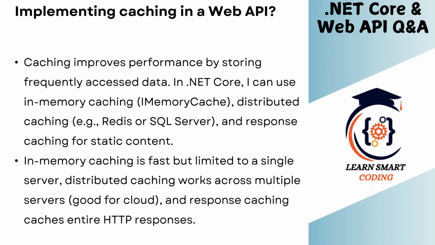Okay, and caching can be done at the server level, which will consume the server memory, or at an advanced level, there's something called Redis cache or SQL Server caching. You can use any of those, but in-memory caching is fast but limited to a single server. Distributed caching works across multiple servers, good for cloud-based applications, and response caching caches the entire HTTP response itself. So those are the different types of caching.